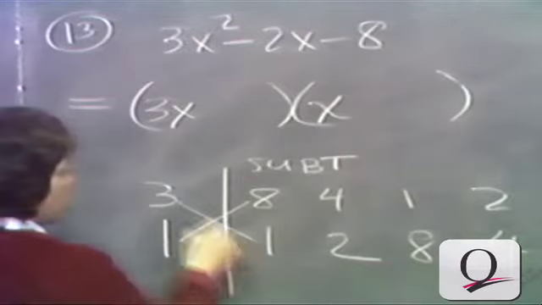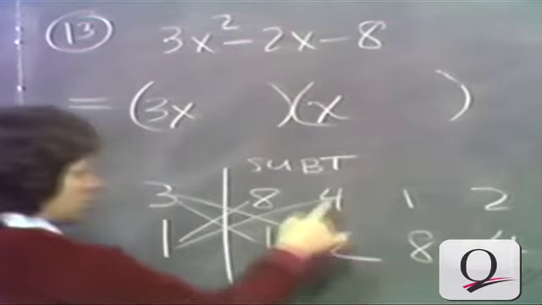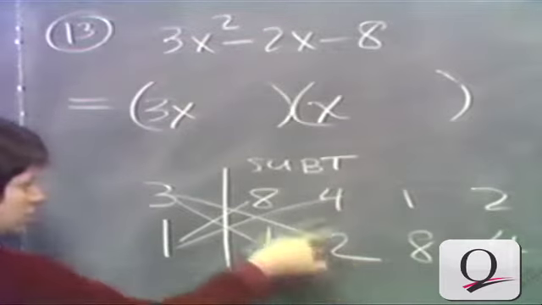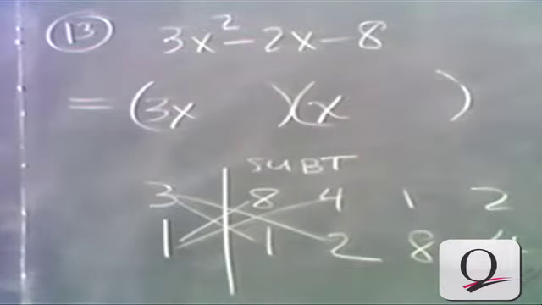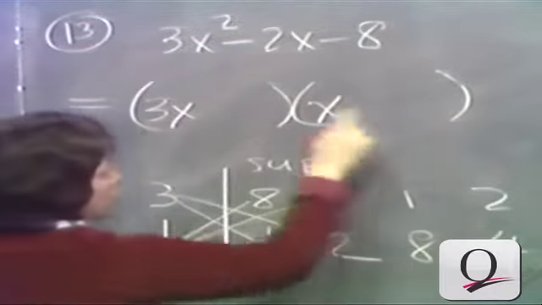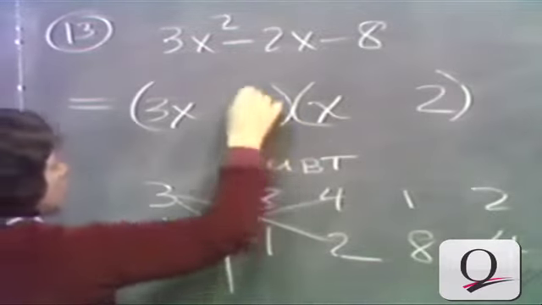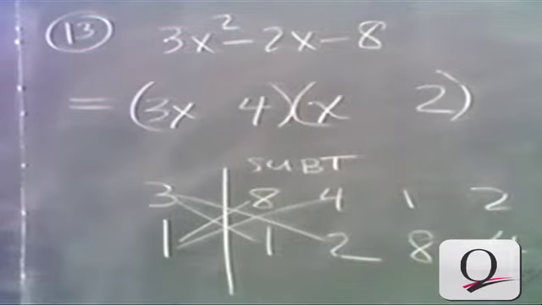OK. Now we try the 3 with the 2 and the 1 with the 4. 6 and 4. In other words, 3 times 2, that's 6. 1 times 4, that's 4. 6 take away 4, that gives me the 2. For this to work, the 3 is to multiply a 2. The 1 for the 1x is to multiply the 4. So that tells me how to position them.